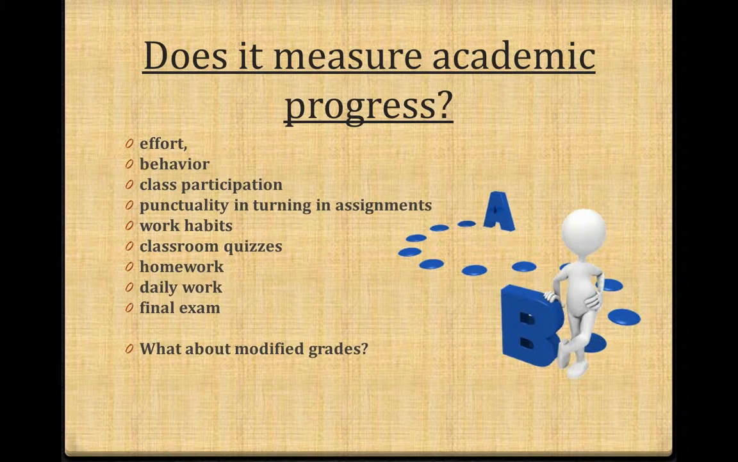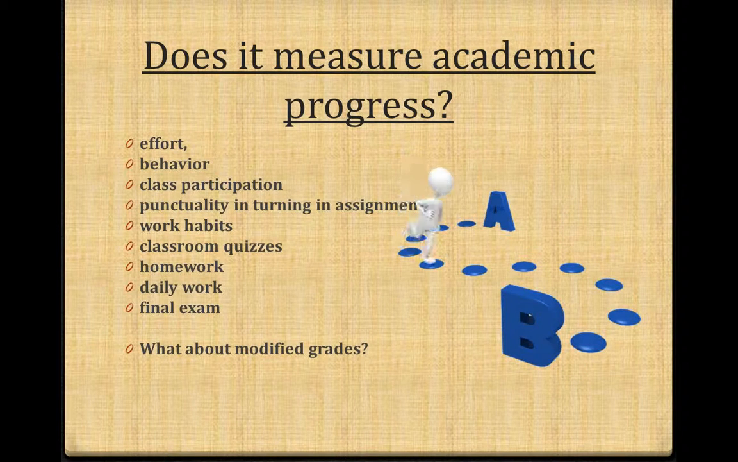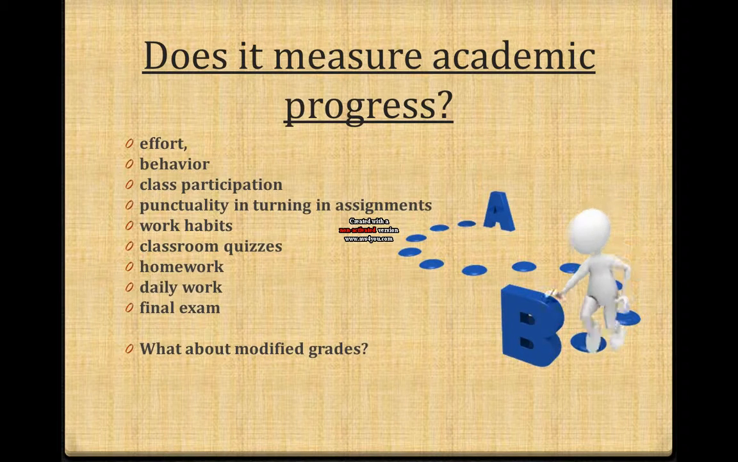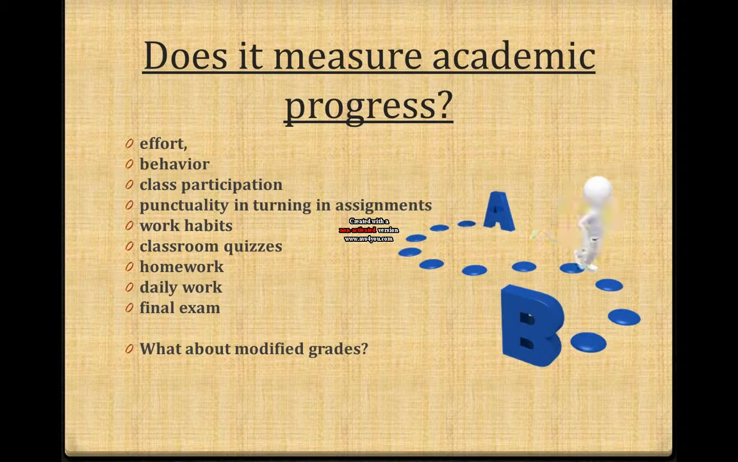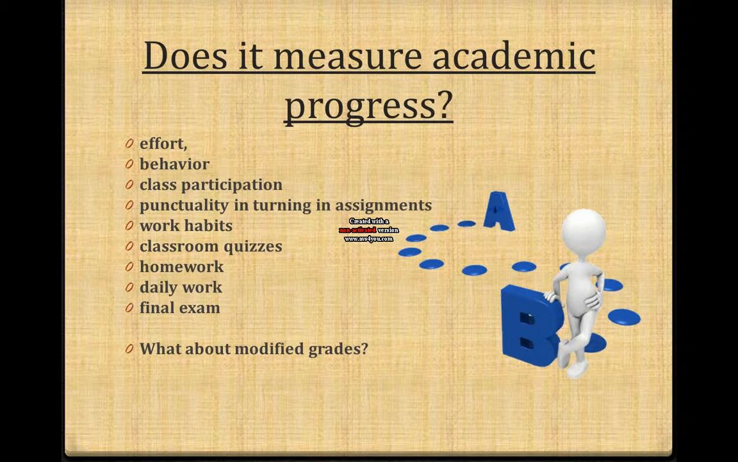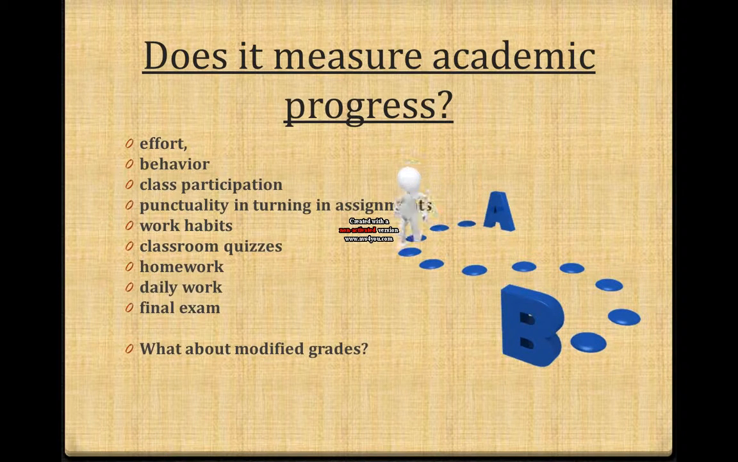A student who is a full year behind his peers in reading may be well behaved, participate in class, turn in assignments on time, and display exceptional effort, but how much real academic progress did he make in the content area? This student might actually receive a modified grade, which means they are not on grade level. A student can even pass a final exam, but the question remains, what measurable progress did they make in the subject area?